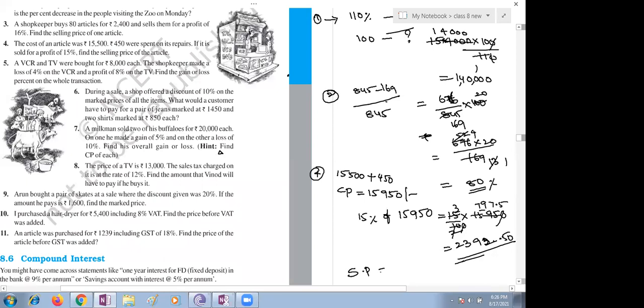Selling price, how will you find it? 15,950 plus 2392.50. Yes. 18,342.50. Please add those two numbers and give the result. What is the result? 18,342.50. Yes, ma'am. Very good. Yes, good. Go to the 5th question.